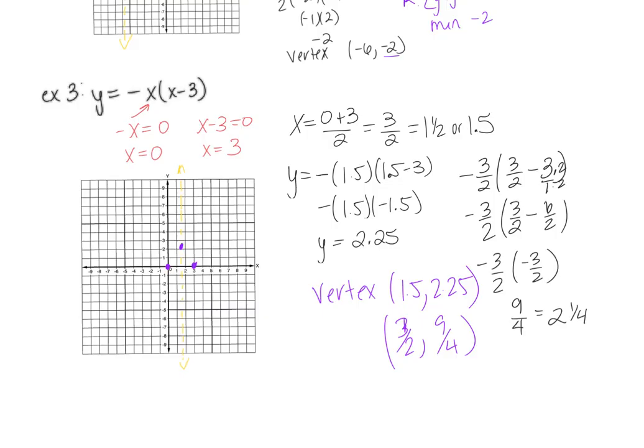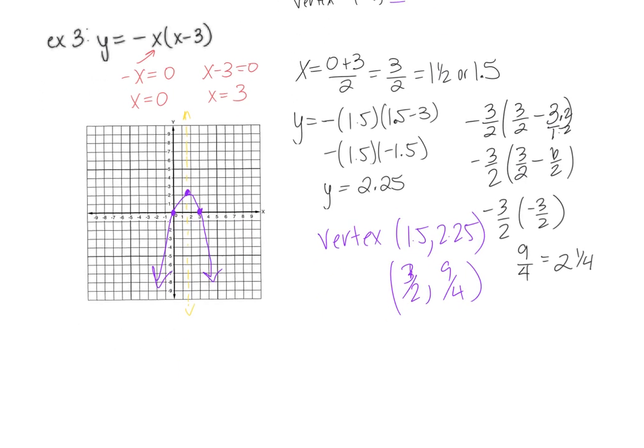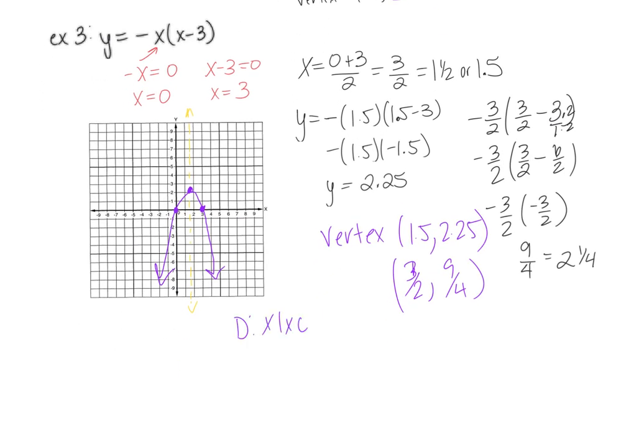2.25 is about here, and then connect it. So then again, my domain: x such that x is contained in the set of all real numbers. My range: y such that y starts at 2.25 and goes down, so y is less than or equal to 9 fourths. Again, I prefer the fraction. And this graph has a maximum, the highest point. So the maximum is 9 fourths.